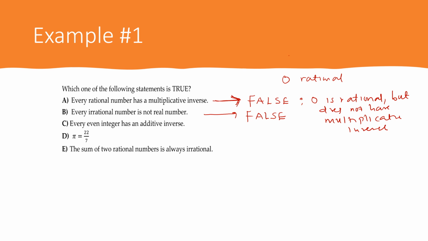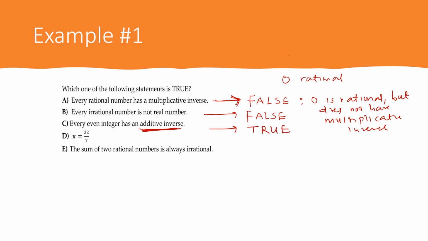Then C, every even integer has an additive inverse. Remember, we talked about additive inverse. Additive inverse means you just take the negative of that number. So take any even integer you like. Starting from 0, 0 is an integer, it is even, right? You can take plus or minus 2, it's also even, it's an integer. All of them have an additive inverse. So this is going to be true.